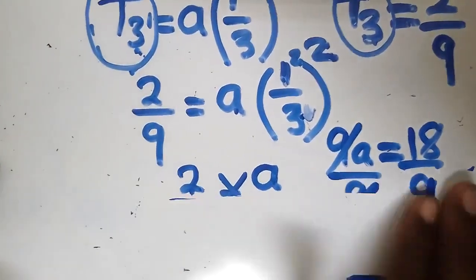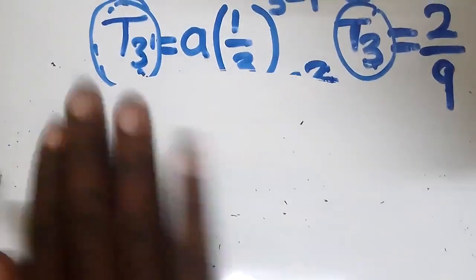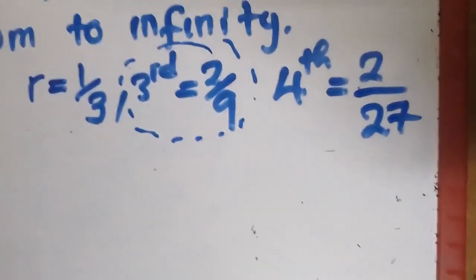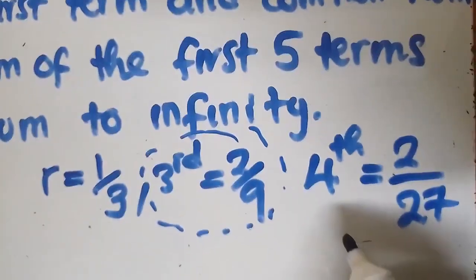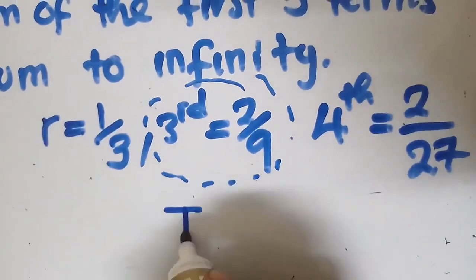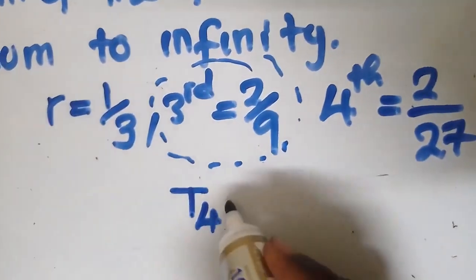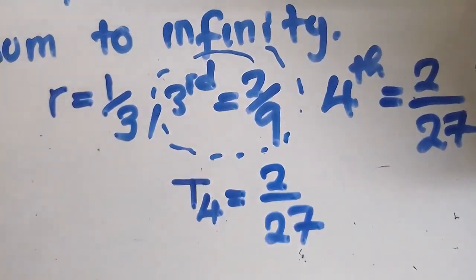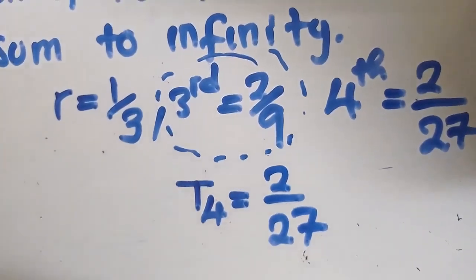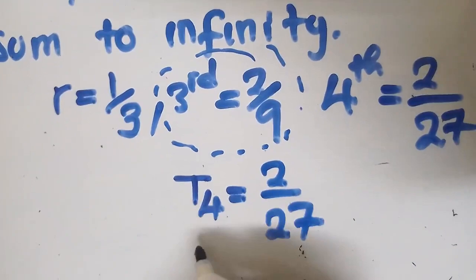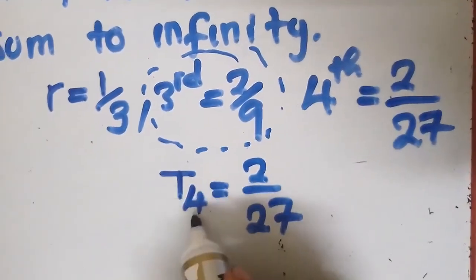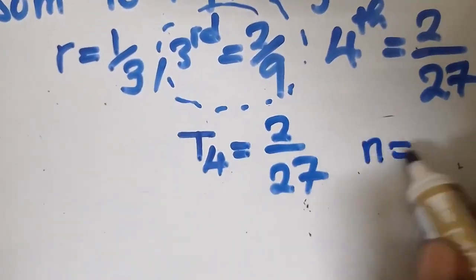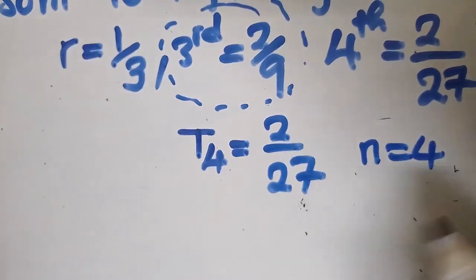So maybe you're saying maybe we use that other one. So I'm going to use that other one. Have you seen? You know the formula. So this is the data that is there. Then you use the fourth term. So fourth term is equal to what? 2 over what? 27. This is what it is. So now, have you seen T4? If you say T4, it means n is what? n is 4. T3, n is 3.